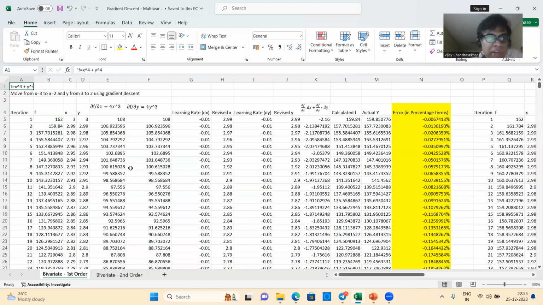So what you have here is x, y, the partial derivative of x, the partial derivative of y. For the sake of convenience, I'm keeping the same learning rate. Dx is negative 0.01, dy is also negative 0.01. So what are we doing here? We're basically moving from the point 3, 3 to this new point 2.99, 2.99. I'm trying to figure out what is the value of the function.